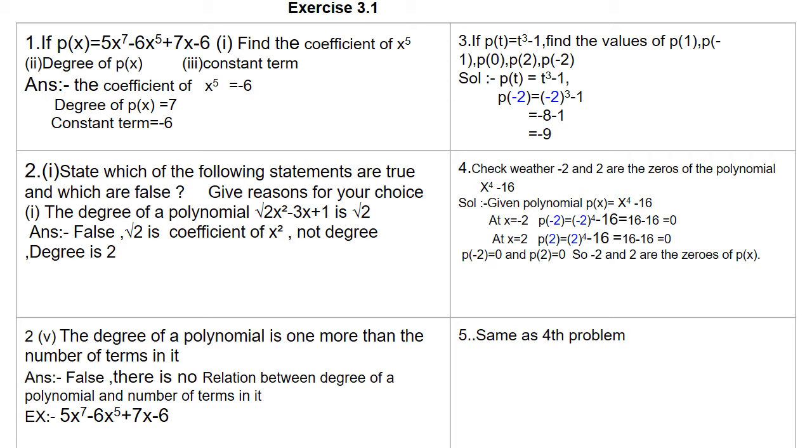Now we have to find p of minus 2. That means we have to replace t by minus 2. That means we have to substitute the value minus 2 at the place of t here. So p of minus 2 is equal to minus 2 cube minus 1.